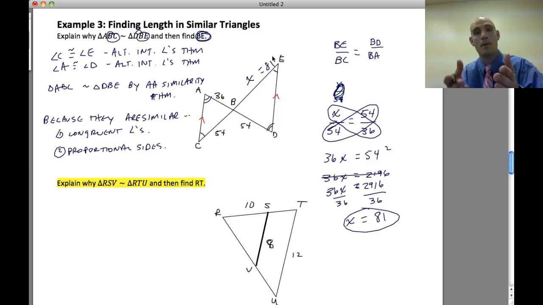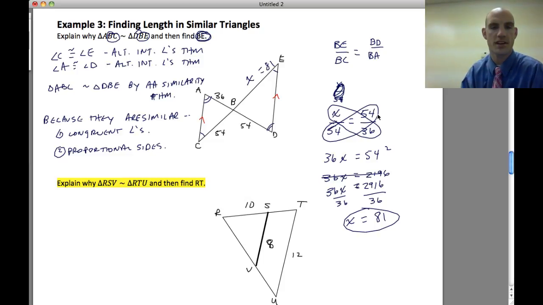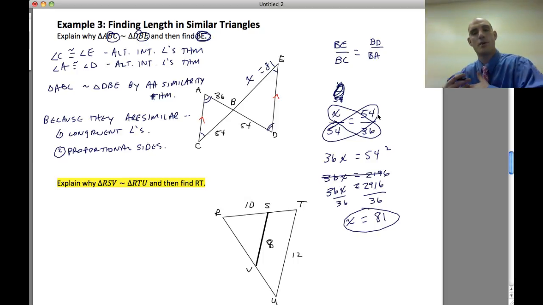And I know that because now my proportions are equal. So if I put these in, 81 over 54 is equal to 54 over 36. So that's how you do that. It's a simple matching game. Once you get the hang of this, it becomes easier and easier to match up the things that are similar.